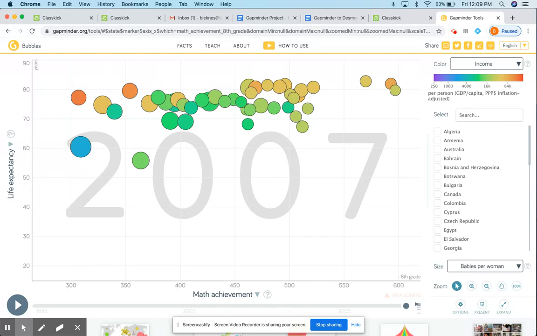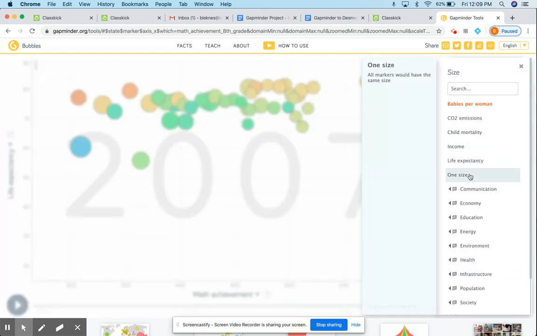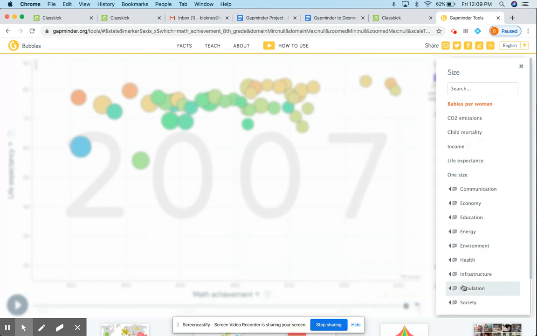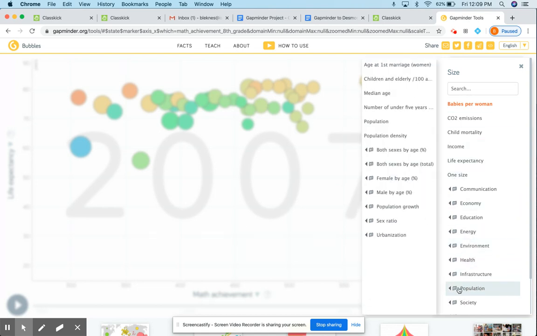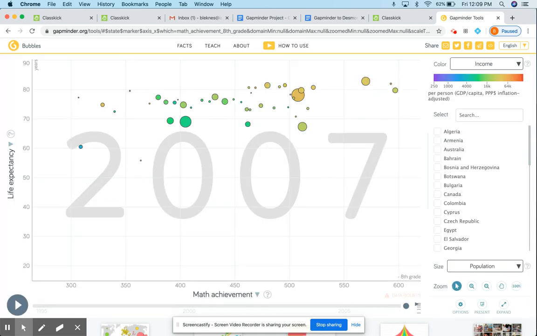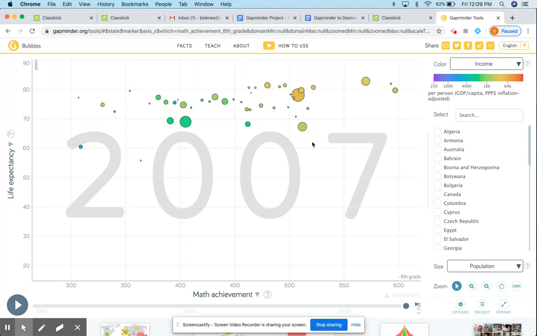Okay, so let's say that I found this graph particularly compelling and interesting. I'm actually going to change that back to population size because that ends up making more sense to me. So population. Okay, so let's say you wanted to know what one of these points represented. You just kind of hover over the point. That big bubble right there that's green is Indonesia, and they have a typical math achievement of 405, and they have a life expectancy of 69 years.